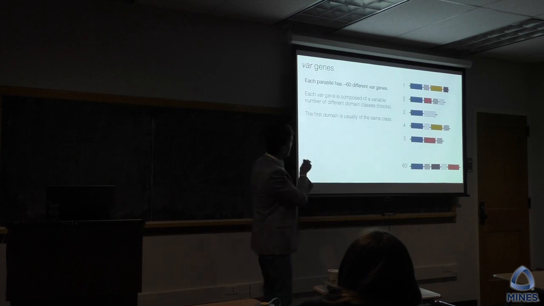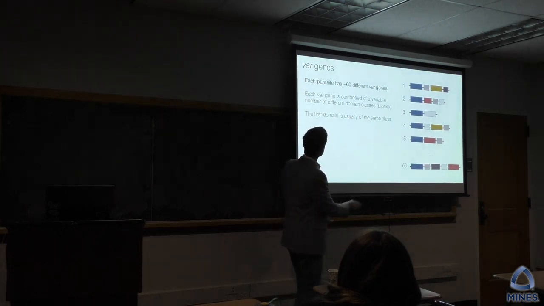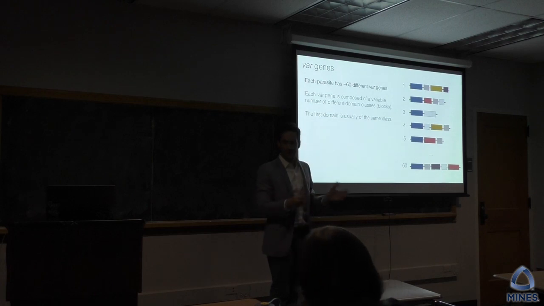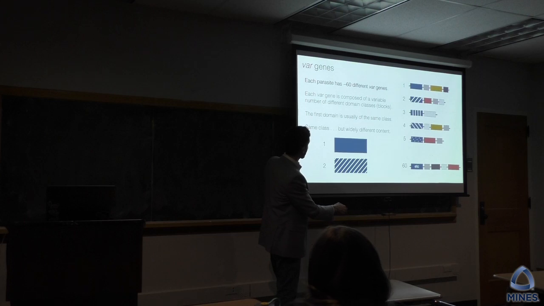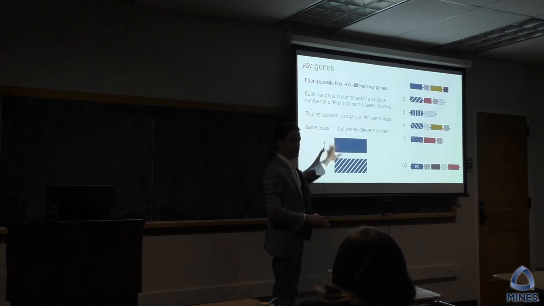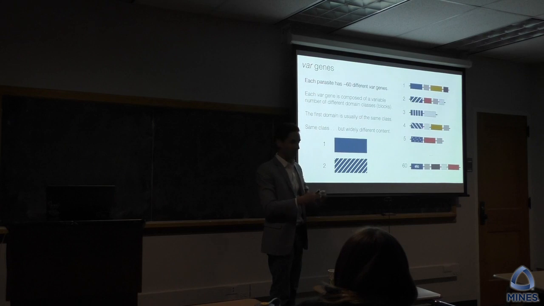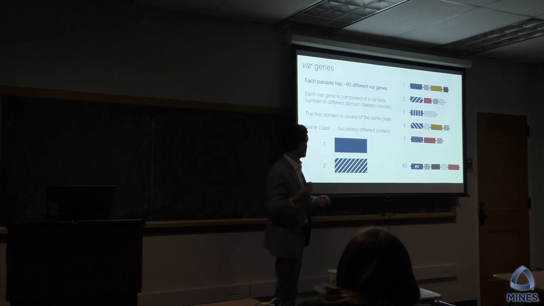But actually each VAR gene is composed of a variable number of different domain classes. These are just statistical descriptions of the gene content. And so these are the colored blocks that you see here. But it turns out the first domain is usually of the same class. It's a little bit helpful. So that's what this blue-gray box here is. Still, it's the same class, but there's widely different content. And that's because the parasite has been mixing and shuffling these since before humans were even a species, when the parasite infected our ape ancestors. So for instance, if I have one version of this and another version, I'm just representing differences in them by different patterns. So you basically have 60 different versions of this first domain here.